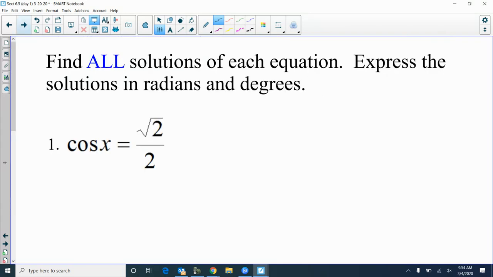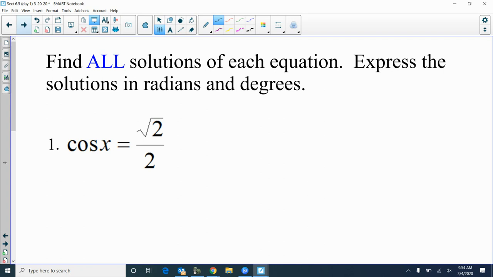Okay. All right, we'll just do these last couple here. Now directions, important. It doesn't give you a range. What does it say to find? All solutions. How many solutions technically are there? There's infinite. So how do we list those? We're going to list these in radians and degrees. Where does the cosine of x equal square root of 2 over 2? Let's do degrees first.